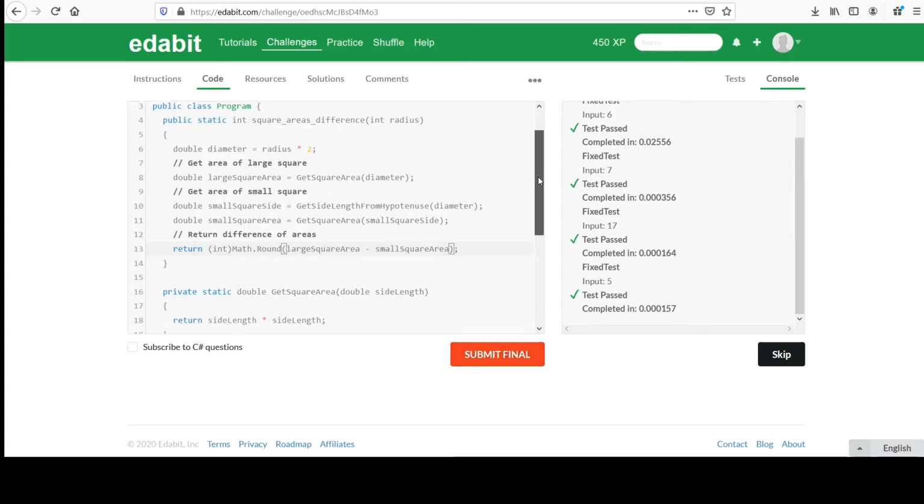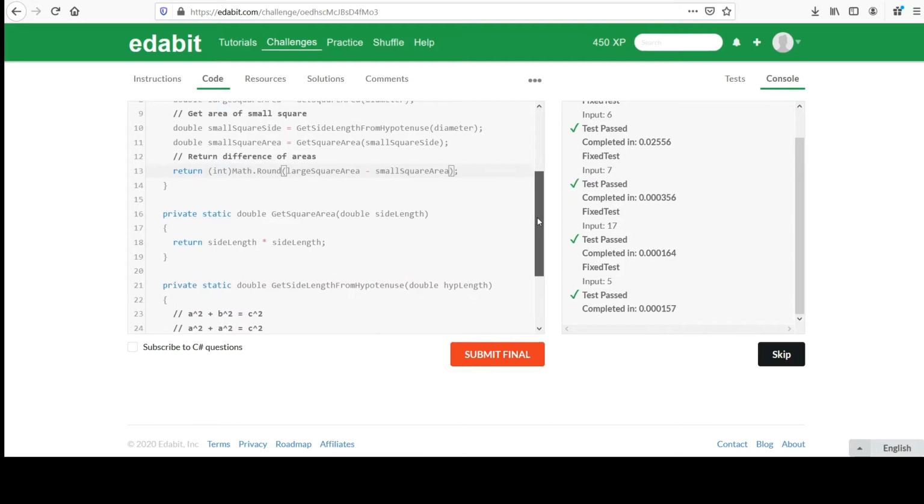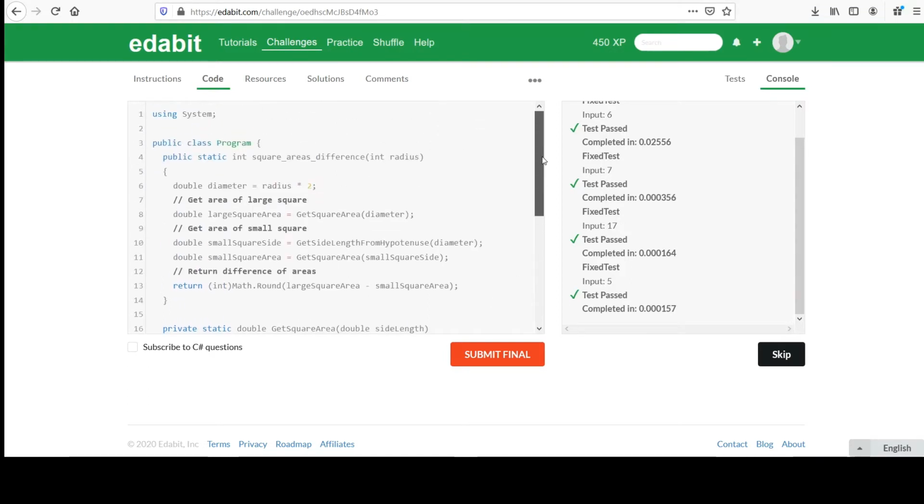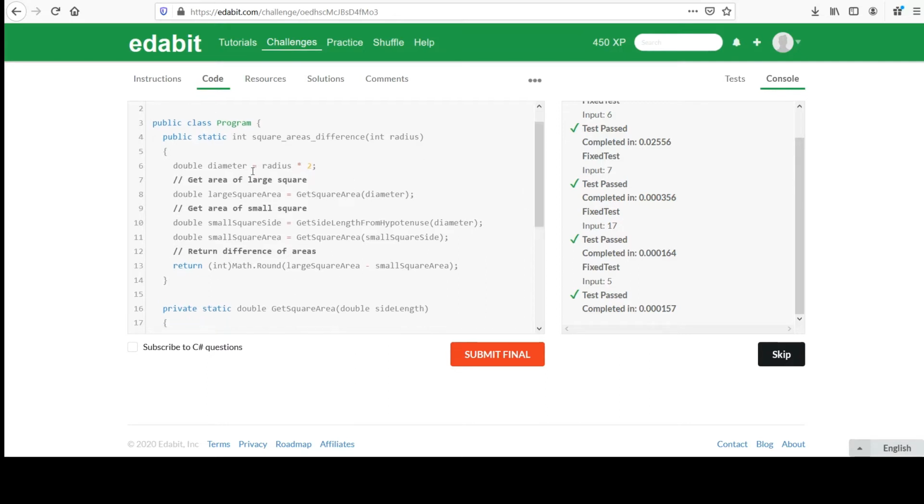A couple of notes. Some of these things I didn't have to do. I could have taken the hypotenuse length as an integer, because it was derived from the diameter, which was simply doubling an integer value. If you double an integer value, it's going to be another integer. I just made a design decision to work with doubles from the start and then only go back to integer at the very end.